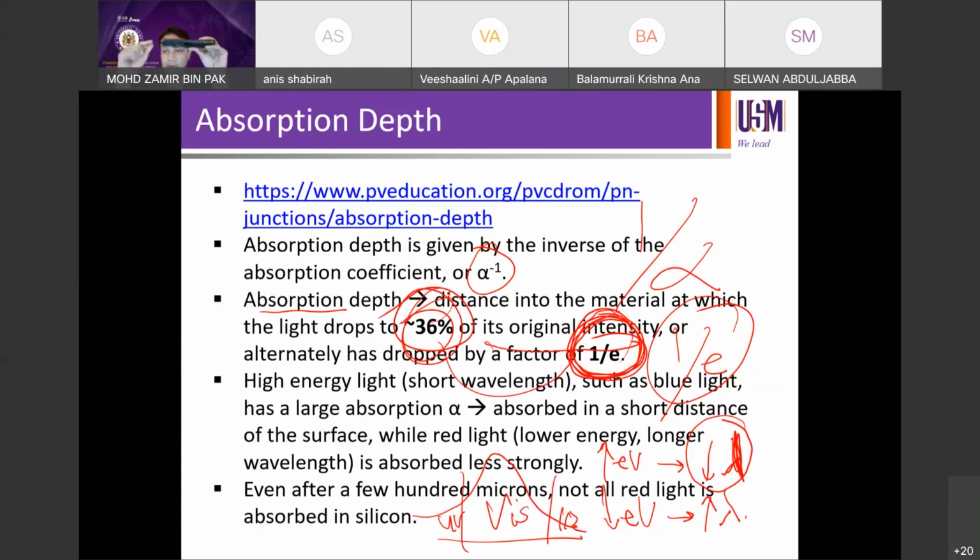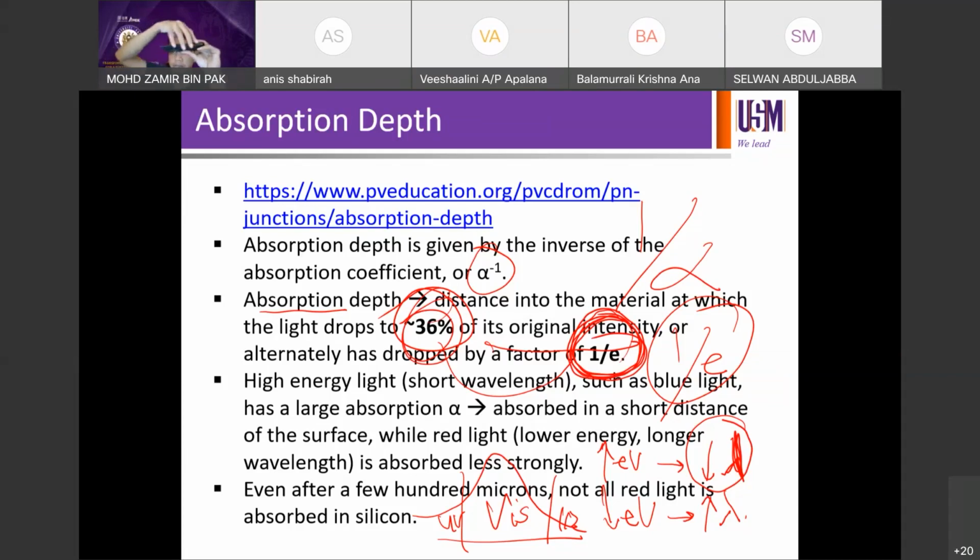So maksudnya kalau you have say 100 micron of this material, so most of the UV light will be absorbed in the first hundreds of nanometers. Gone. UV is already absorbed. Bila you go beyond that, the visible will be absorbed. If you're approaching the back, IR will be absorbed. Maksudnya, the order of light absorption will be in that order.